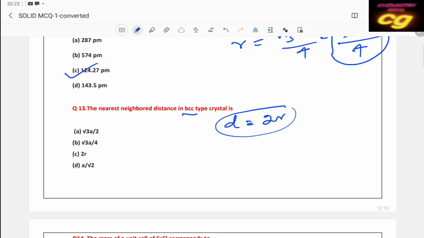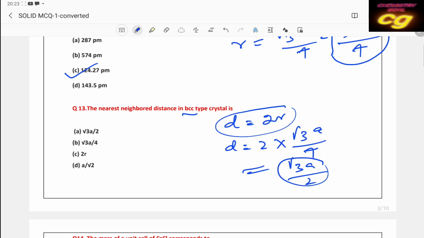As it is a BCC, here the formula is D is equal to 2 times R, where R is equal to root 3a by 4. So the answer will be root 3a by 2. So root 3a by 2, which answer is that? A answer. This is the correct one. So question number 13 answer is A.